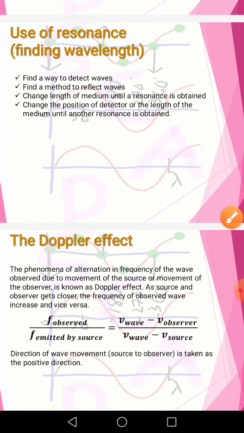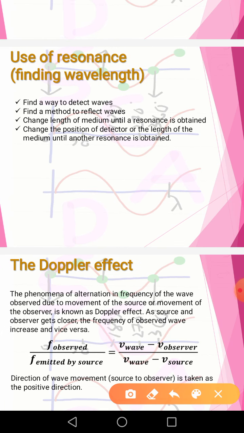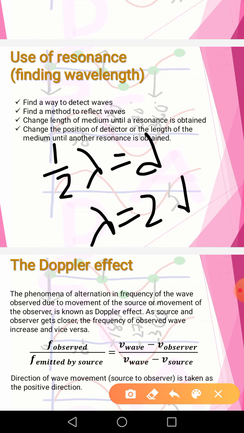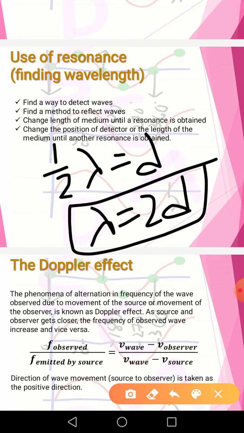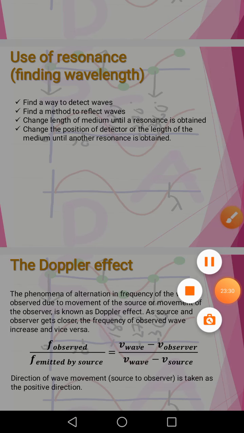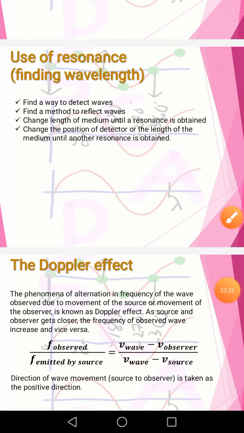So we will write half lambda is equal to d. So lambda will be equal to 2d. So here we have found the wavelength of the microwave. Now let's go to finding the wavelength of the sound in the same manner.